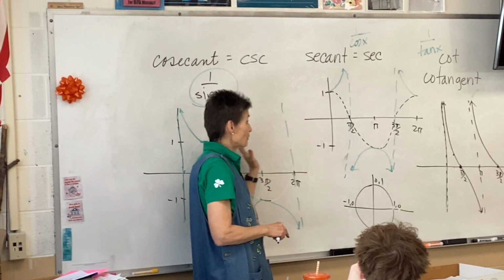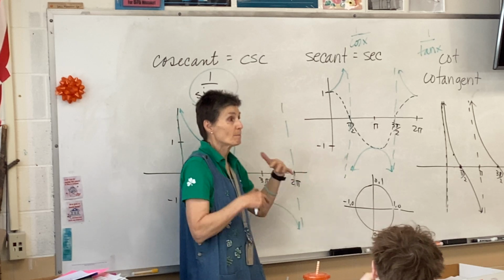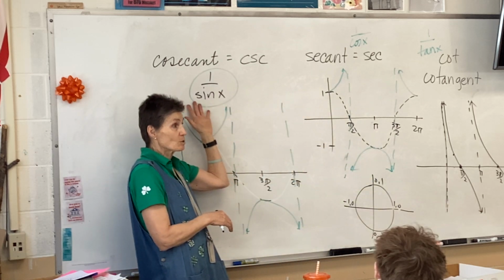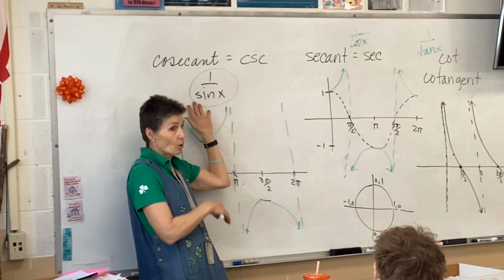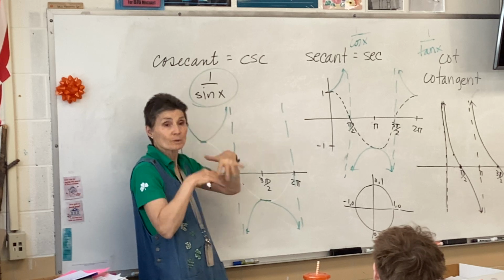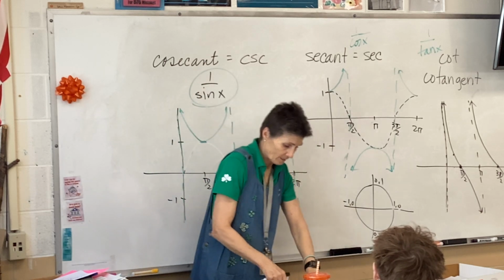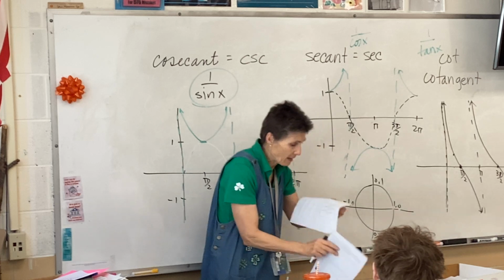And then I don't care if you memorize the curves or not, but memorize how to get the curves. So if you know cosecant is 1 over sine, you already know how to graph a sine, so you can graph a sine and then just flip it. All right, let's look at some problems now.